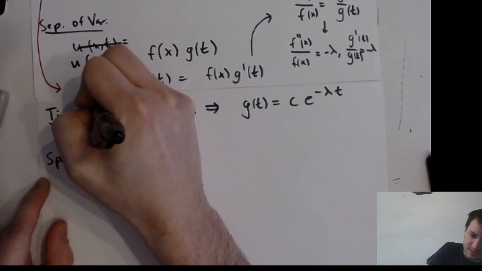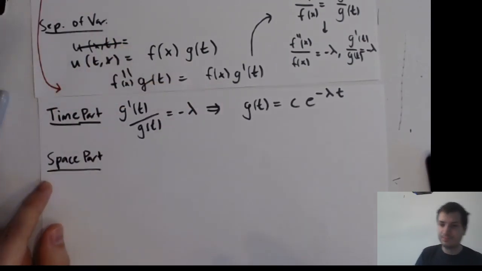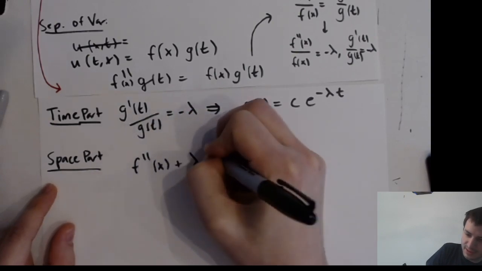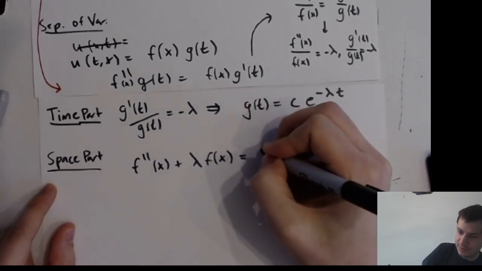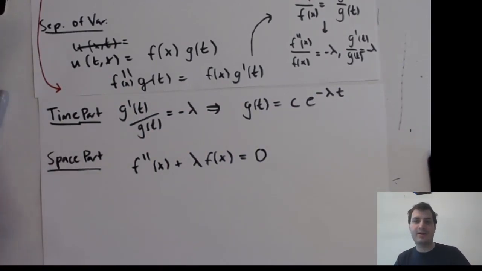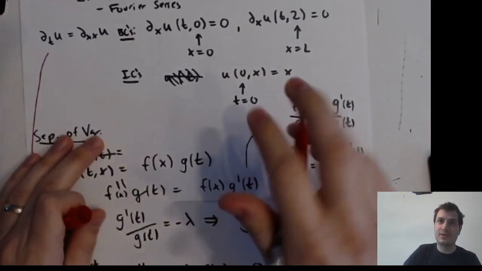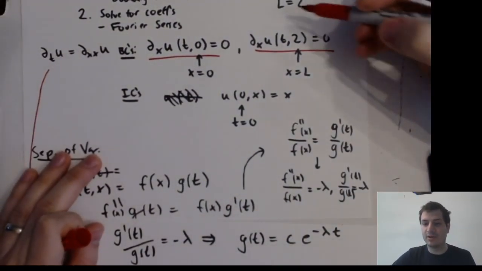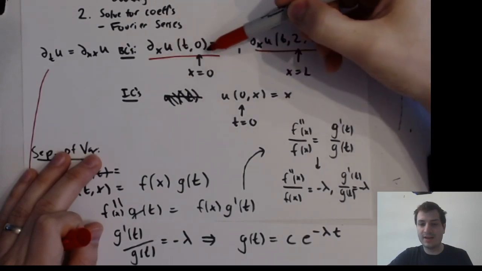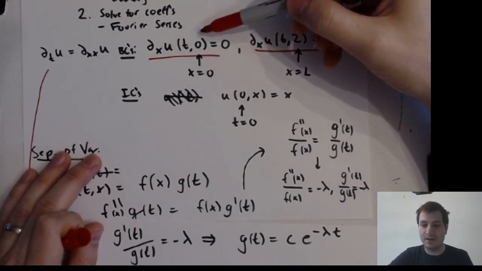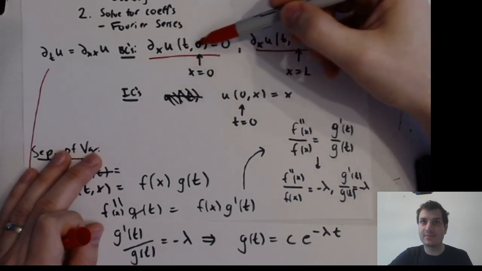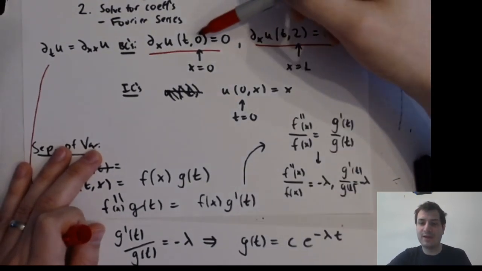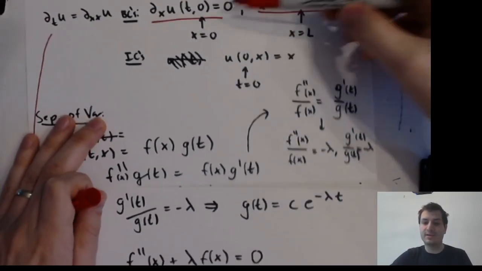Yeah, let's write it like this. Time part, space part. So this is f double prime of x plus lambda f of x equals 0. And the important part is how these boundary conditions get converted. When you write this out, there's going to be a part that depends on g. So it's going to be g of t times something equals 0. But g is never 0, so the fact that you're multiplying by g doesn't matter.